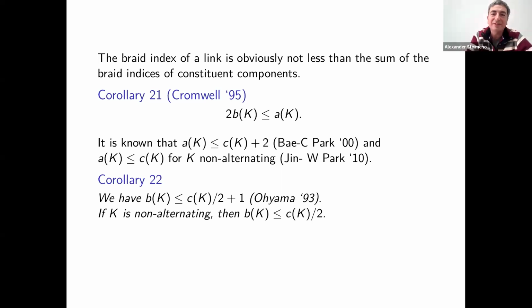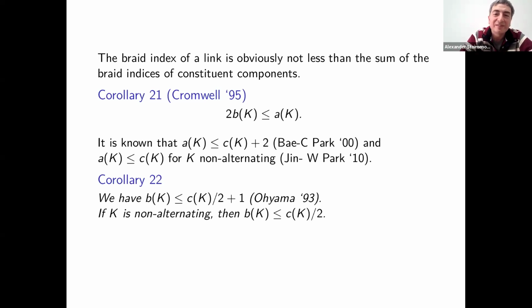The interesting thing about this is that if you combine this with the upper bound of the arc index that was obtained by Bae and Park, you get then Ohyama's braid index inequality. So this is another completely different way of proving Ohyama's braid index inequality. The braid index is less than or equal to the crossing number of K over 2 plus 1.